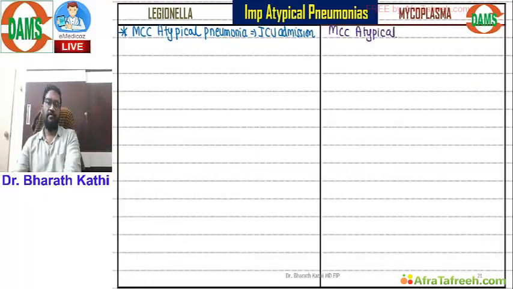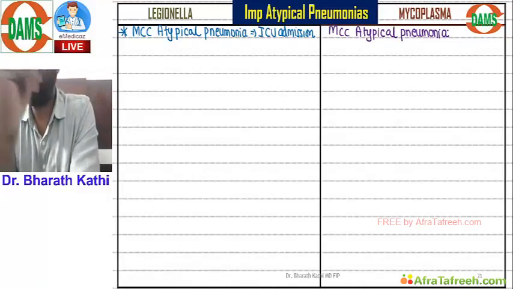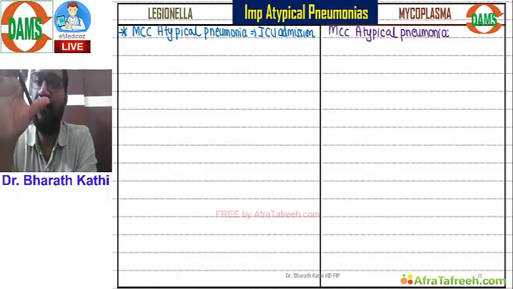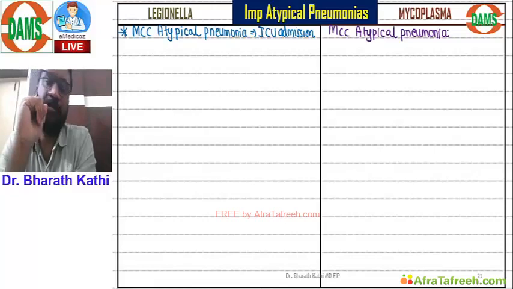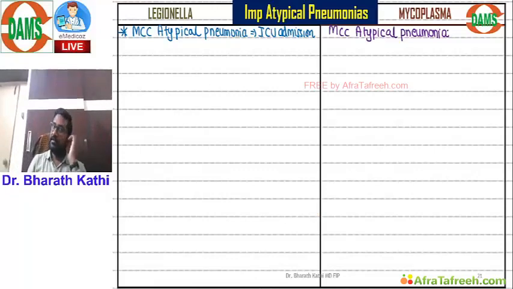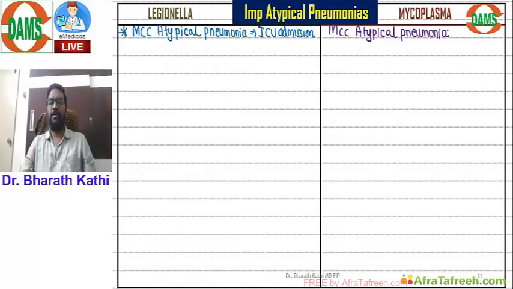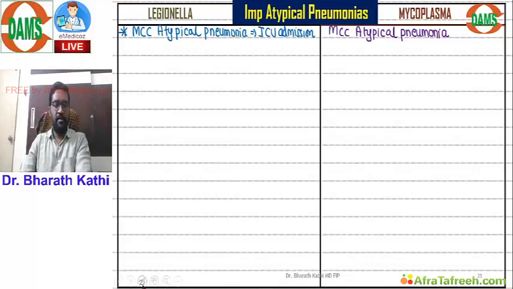So what is the difference? See, if you find an atypical pneumonia, it is usually Mycoplasma. But majority of Mycoplasma pneumonias are mild. It will not require any ICU admission. But if you see an atypical pneumonia in the ICU, most common cause is Legionella. It means Legionella generally can cause severe pneumonia. Mycoplasma pneumonia is generally mild. Whereas if you find an atypical pneumonia responsible for ICU admission, probability of Legionella is more.